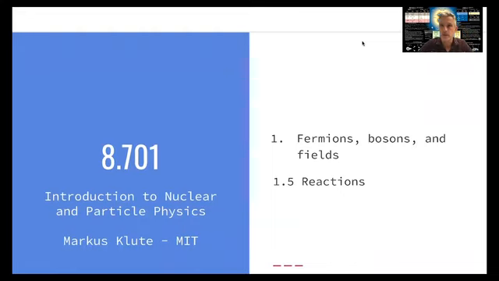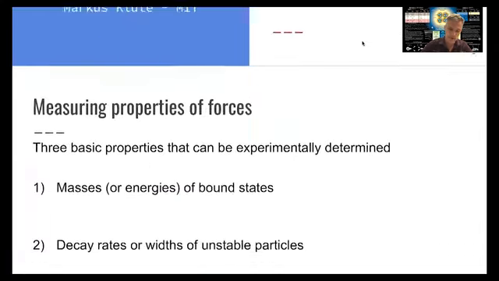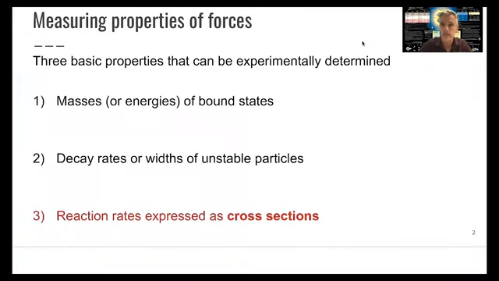In this lecture, this little video, we're going to look at reactions and how they relate to cross-sections. So we continue the discussion of how we can relate experimentally measured and determined properties to the forces involved. In the last lecture, we looked at decay rates and the widths of unstable particles. This time, we want to look at the reaction rates expressed as cross-sections.